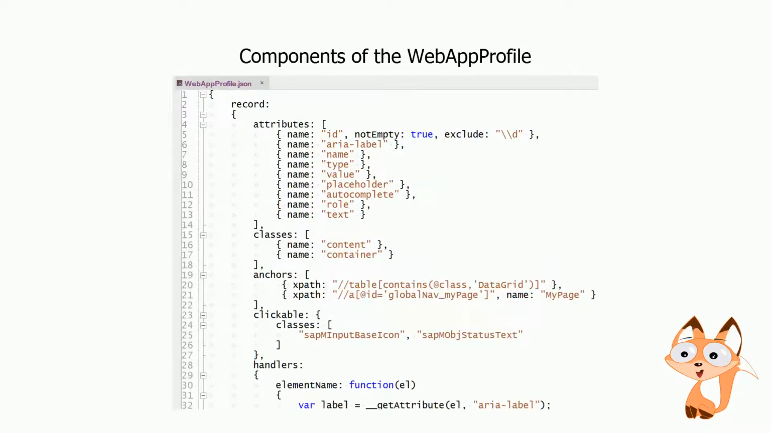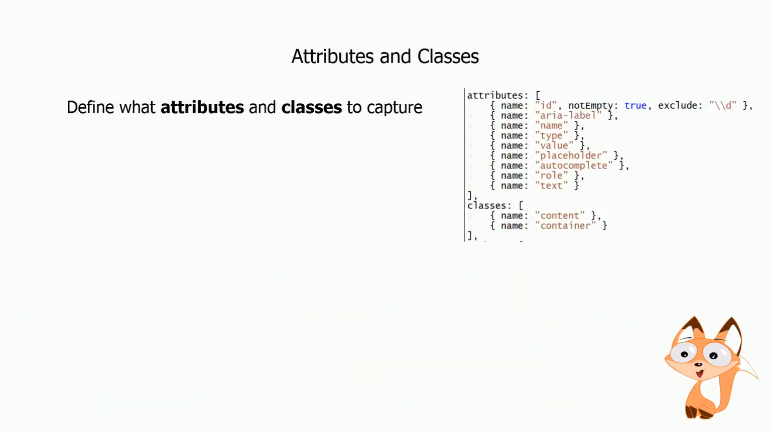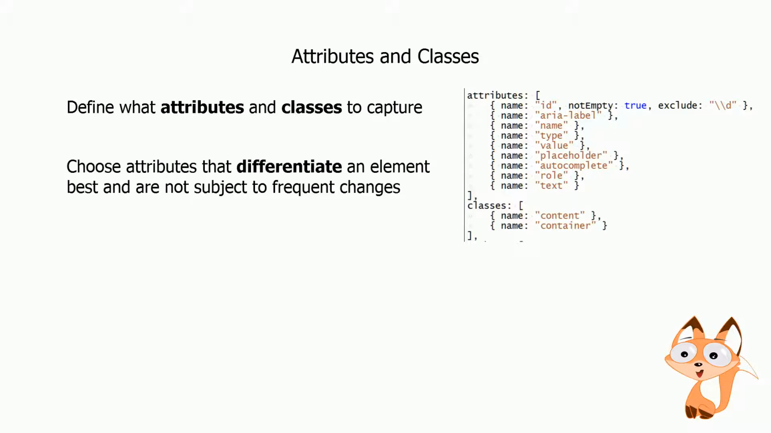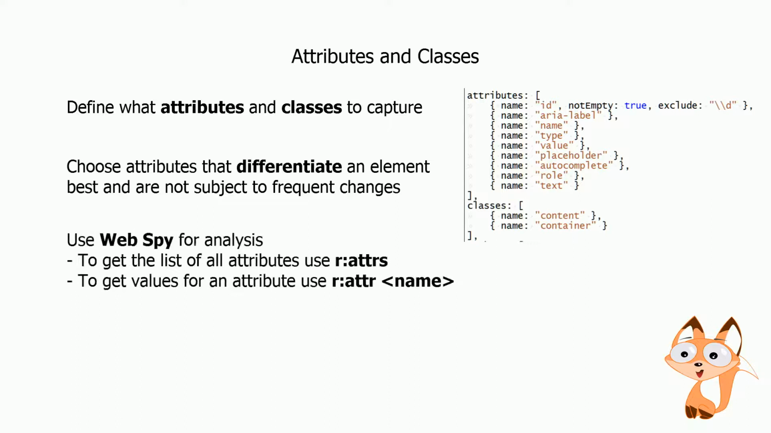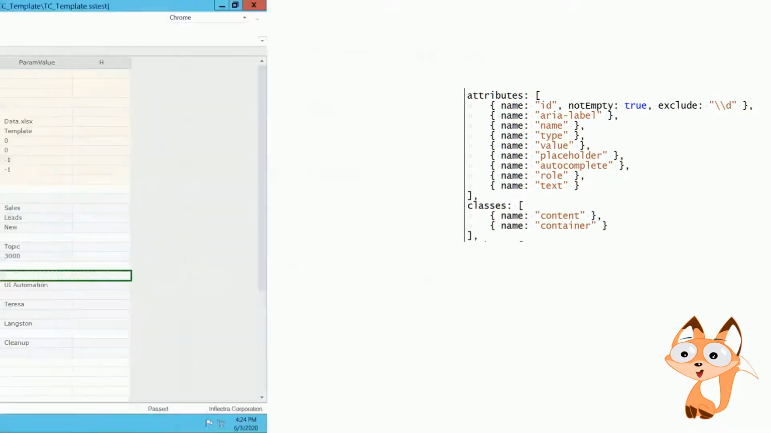Let's look at the components of the web recorder configuration. You may define what attributes and classes to capture. Choose attributes that differentiate an element best and are not subject to frequent changes. To choose the right attributes and class names, look at the DOM tree. You may use the web spy and its hidden commands. Let's see it in action.